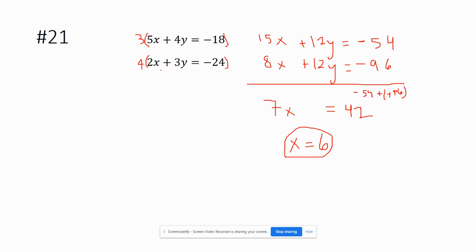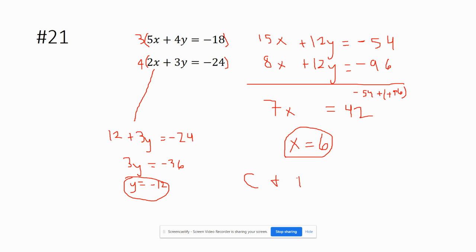It looks to me like this one is a little bit easier. So 2 times 6 is 12 plus 3y equals negative 24. Then I subtract 12 on both sides. We get negative 36. Divide by 3, we get negative 12. So remember, that means these two lines cross at this point. They have exactly one solution, which means they're consistent and independent.